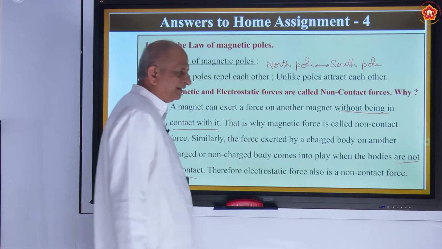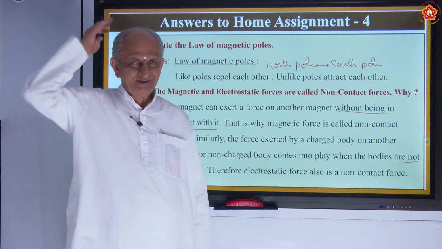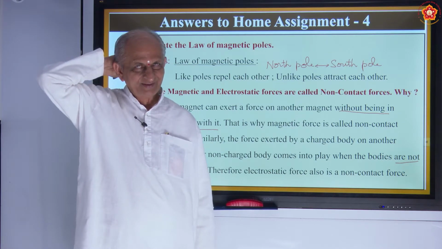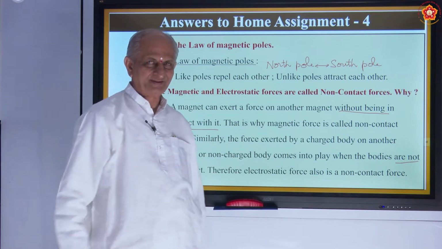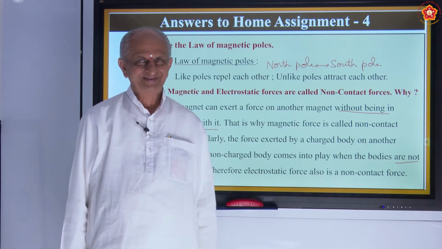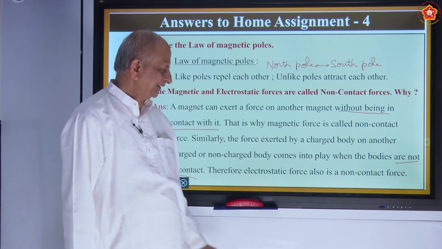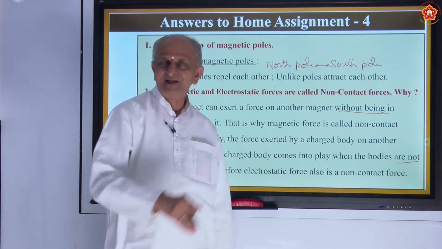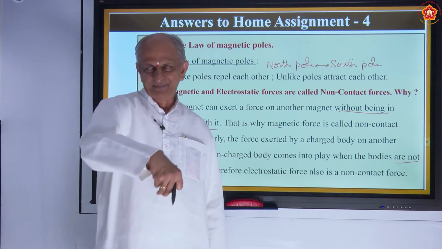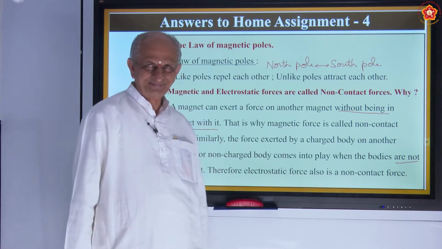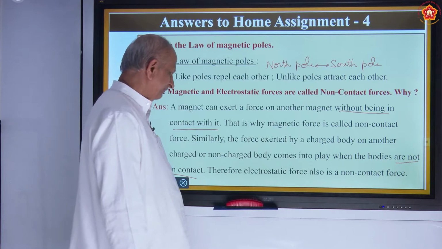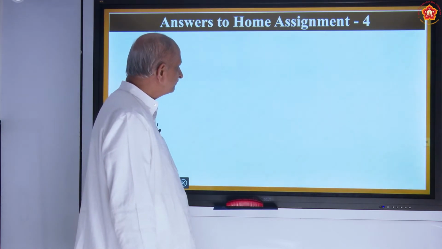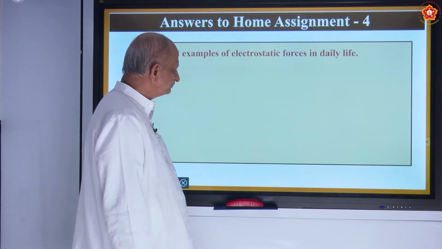To give an example, yesterday we discussed that when a comb is brushed against your hair and brought near some paper pieces, it did not touch them. That's why it is called non-contact forces. So when it is brought near, the paper pieces are attracted. Have you seen it? Okay. Therefore, it is called non-contact force.